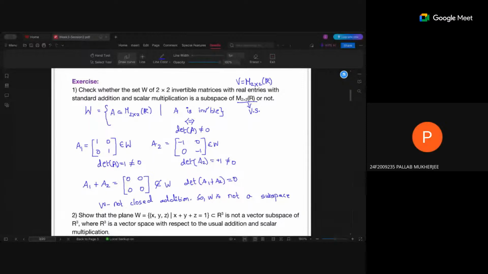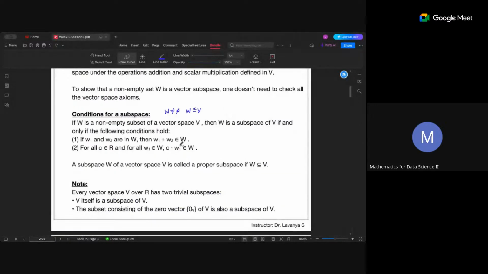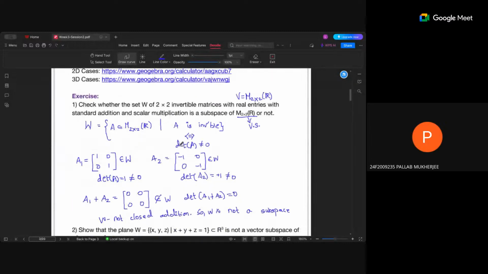Yes. I'm asking that this W is not a subspace. It is not a vector space. If it is not a subspace, then it cannot be a vector space also. Subspace is a subset of a vector space which satisfies the two conditions given here. Okay, understood.